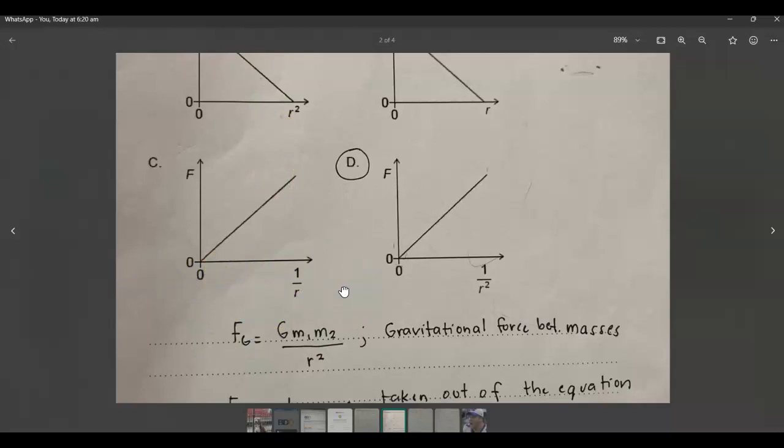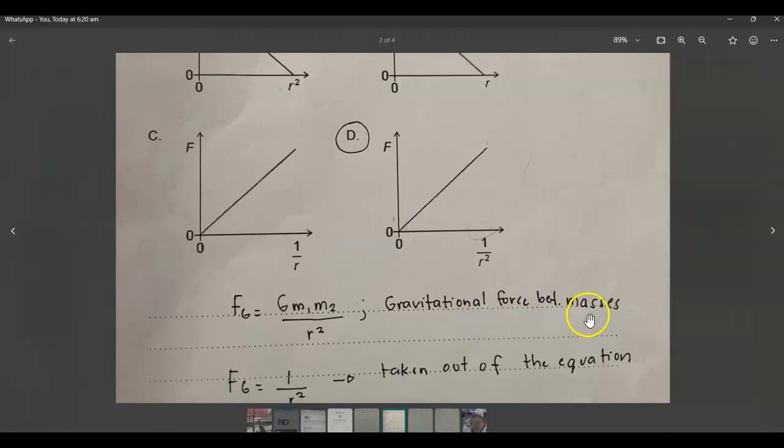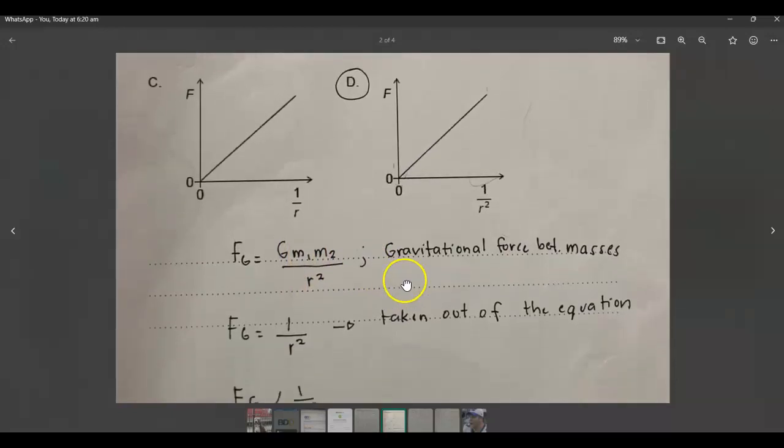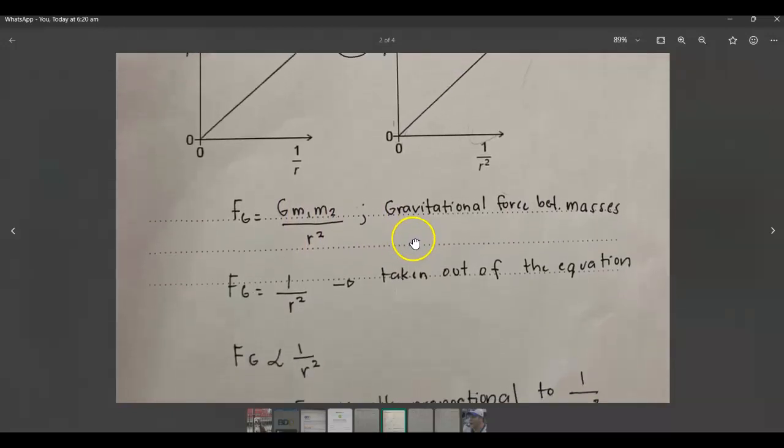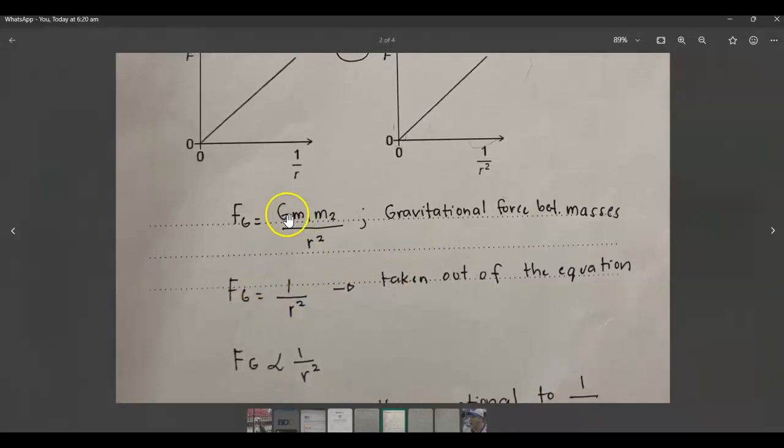Going back, we know that the gravitational force between two masses is equal to Fg is equal to G, universal constant, times mass 1 times mass 2, all divided by the square of the distance between these two masses. So in order for us to know the relationship between r and Fg, or the gravitational force, we just have to take out the quantities that are not related, which is G, m1 and m2. We take it out of the equation. This will leave you Fg is equal to 1 over r squared.